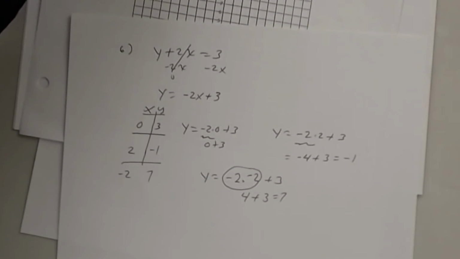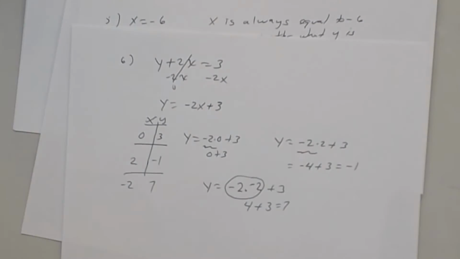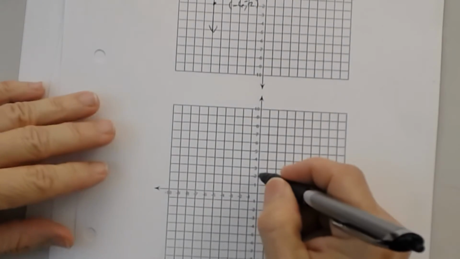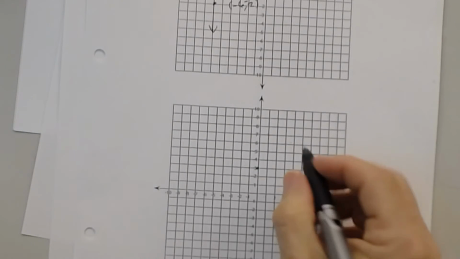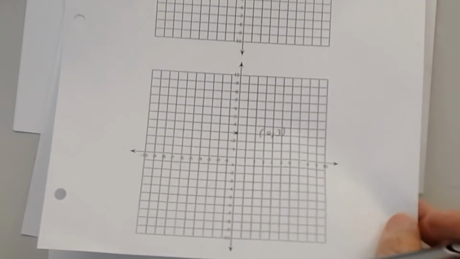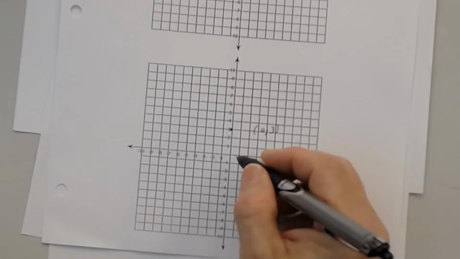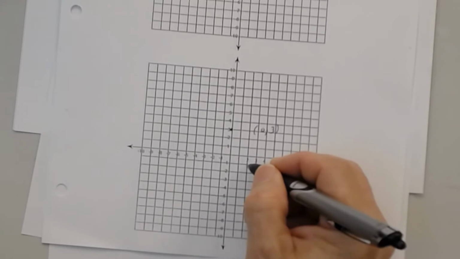All right, so I plot those points. 0, 3. The grid paper is being passed around if you need more. The other point is 2, negative 1. So I go to the right 2 and then down 1. Is that correct?